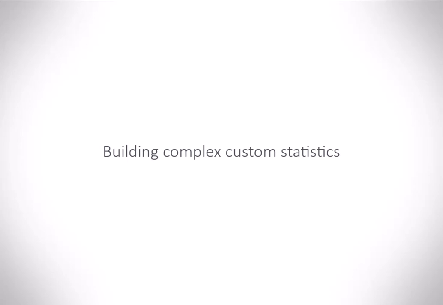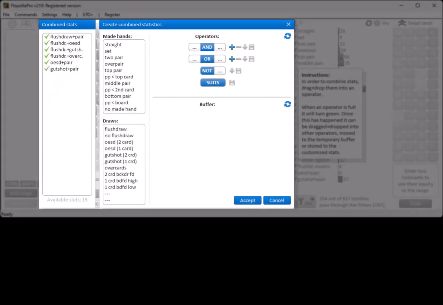In the final part of this video, I'd like to demonstrate how to create a bit more of a complex statistic. Let's try to create a statistic that's both top pair or better, and flush draw or 8 out straight draw. For this, let's first create top pair or better. This comes down to top pair, or over pair, or two pair, or set, or straight. So for this, we'll need to use the OR operator.